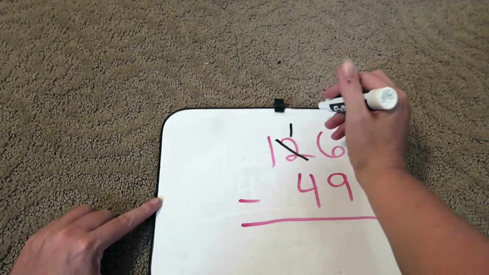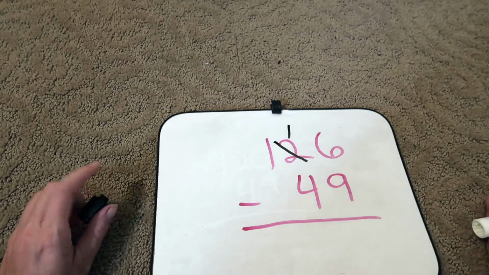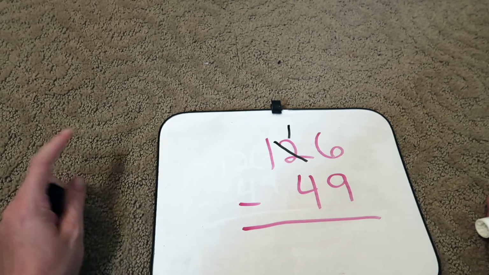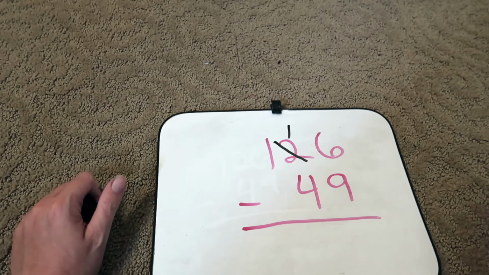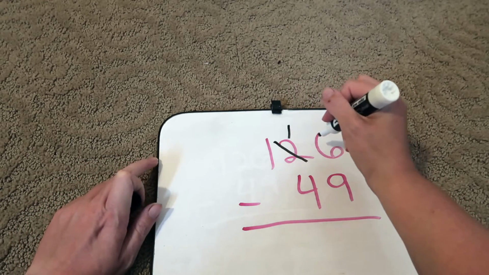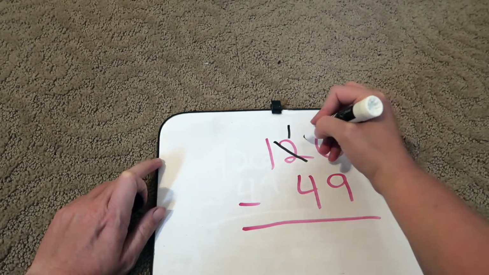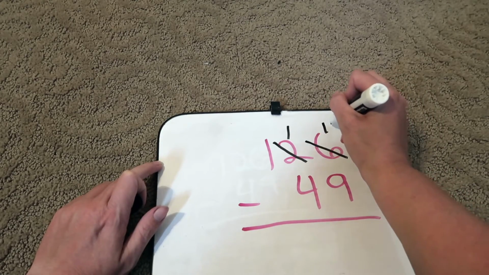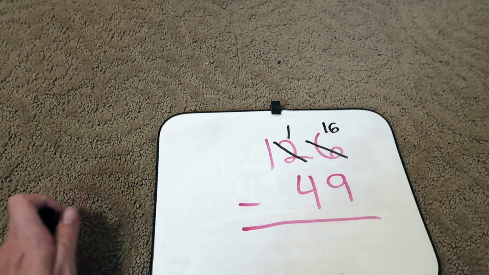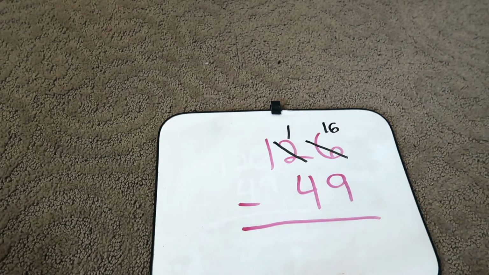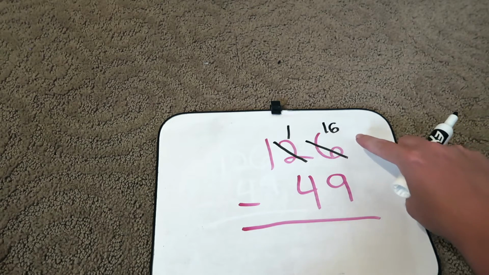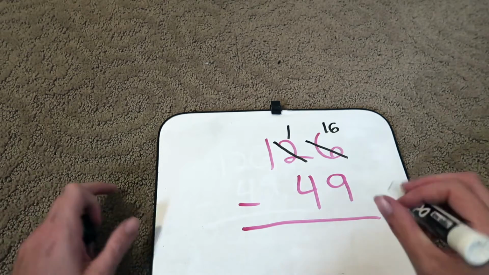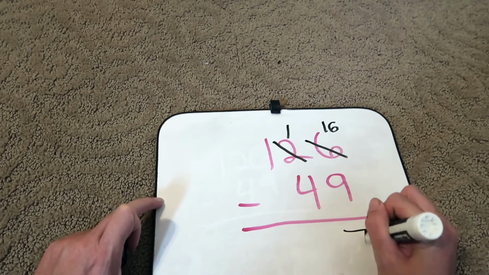and make this a 1, and since we're borrowing from this place, we're taking a 10 from here and we're going to add it to here, so instead of a 6, because we're adding 10 to it, we're going to have 16. Now, we're going to do 16 minus 9, which is 7. So we're going to put a 7 here.